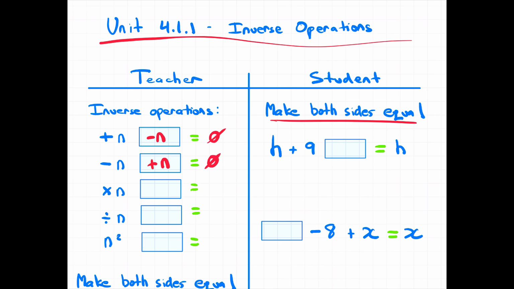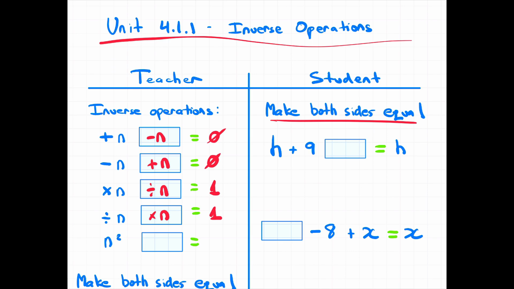Now for the third example, multiplication, the opposite is to divide, or division. So when we're multiplying by n, we want to divide by n. And this is actually going to leave us with a value of 1 because n divided by n is 1. Anything divided by itself is 1. The fourth example is division. So divide by n, we want to multiply by n, again resulting in a 1.